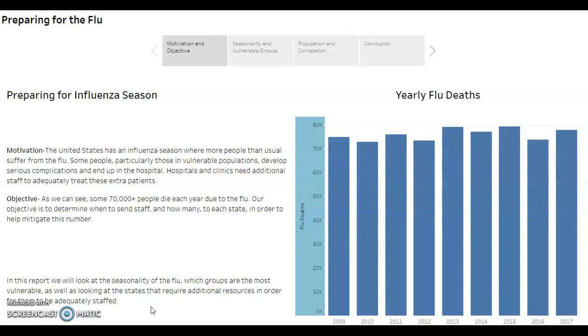In this report, we will be looking at seasonality, who is vulnerable, and looking at which states will require the most resources. As we can see, between some 70 to 80,000 people die annually from the flu, so appropriately staffing hospitals and clinics has the potential to positively impact many lives.